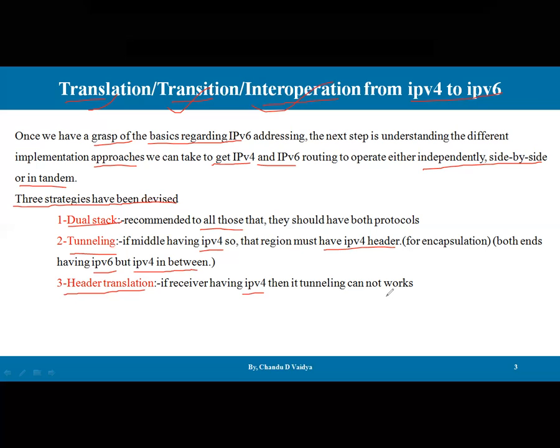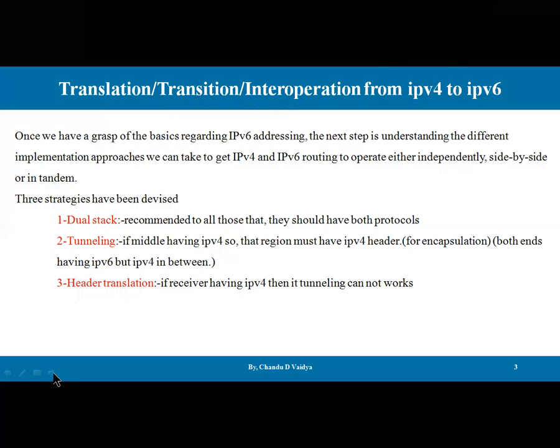So what we have to do, we have to translate that header. So we'll take the three methods individually. What is available with the dual stack, tunneling, and the header translation? Let's take one by one separately.